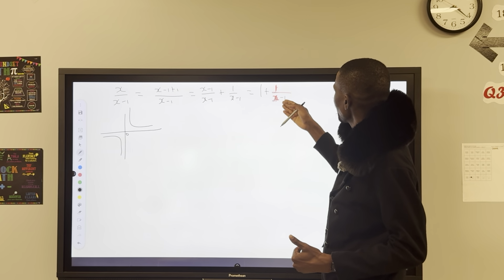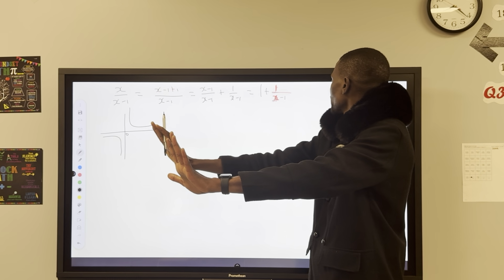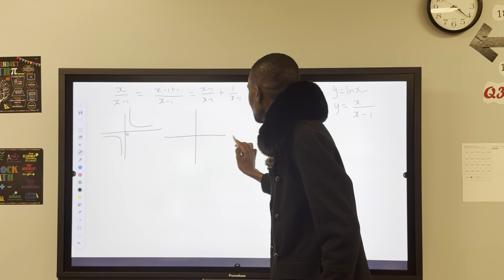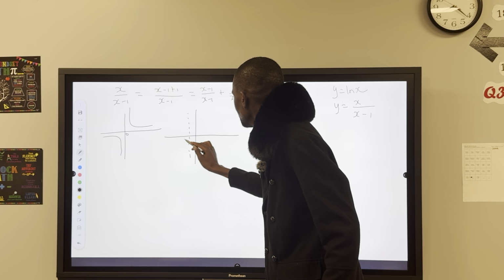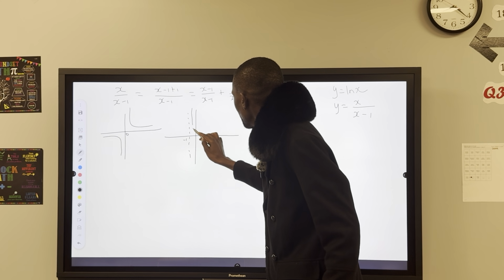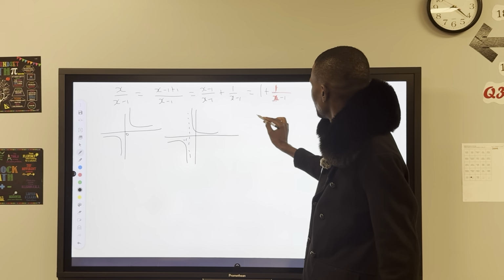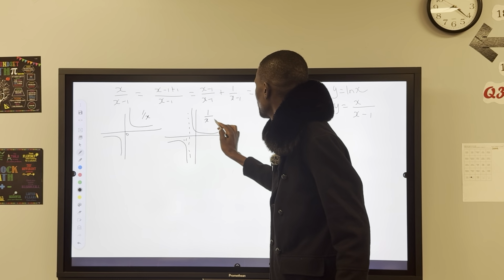Then if it's minus 1, we are shifting 1 unit to the left, right? We are shifting 1 unit to the left. So what happens is that your graph will be like this. Whatever was happening at the origin will now take place at negative 1. So your graph will be like that, right? So remember, this was 1 over x, and this is now 1 over x minus 1.